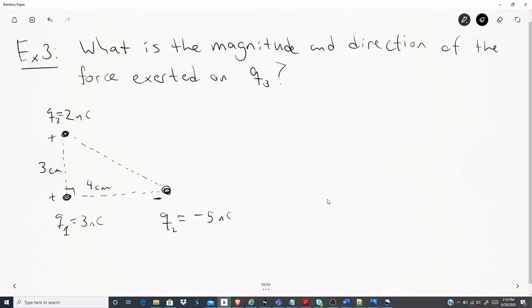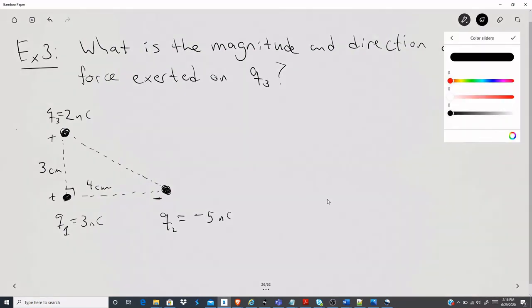Okay, we are now going to do example 3, which is to determine the magnitude and direction of the force exerted on charge 3, which is indicated here in the picture. Charge 3 is at a corner of a right triangle, which has side lengths of 3 centimeters and 4 centimeters. And at each corner of this triangle, there is a charge. So charge 1 is at the bottom left here. It's positively charged with a charge of 3 nanocoulombs. And charge 2 is at the bottom right with a charge of negative 5 nanocoulombs.